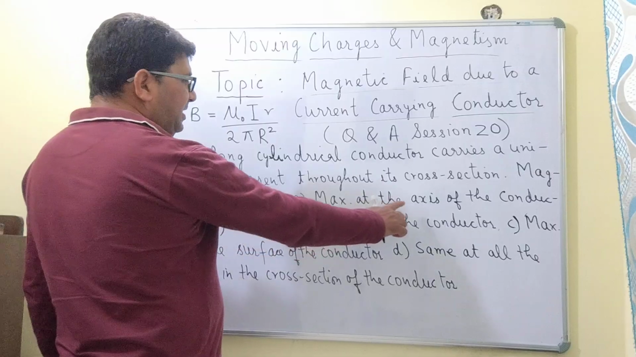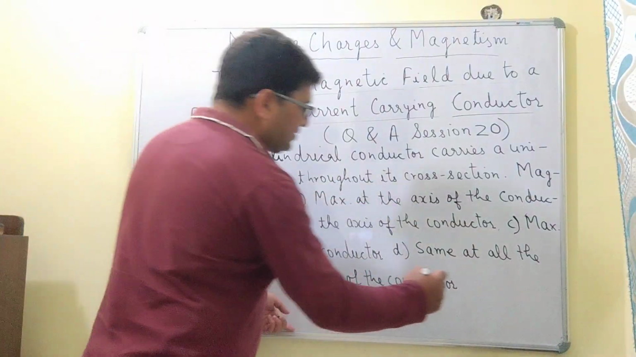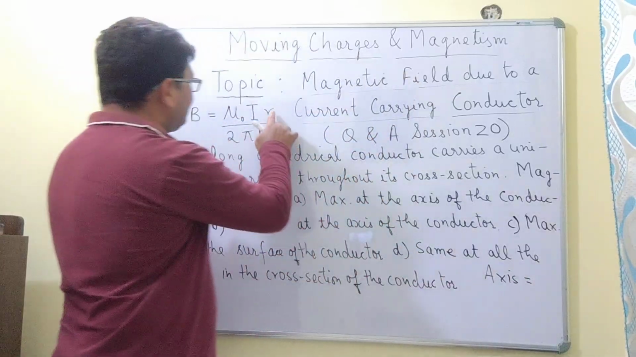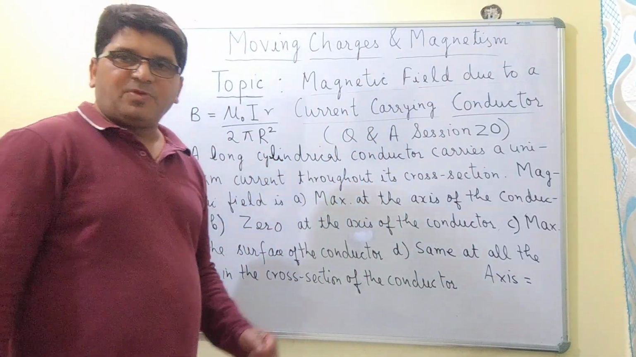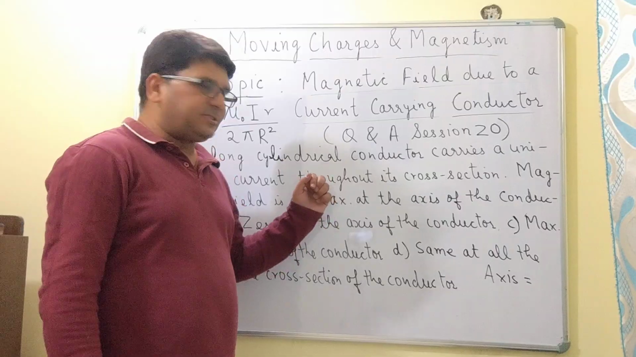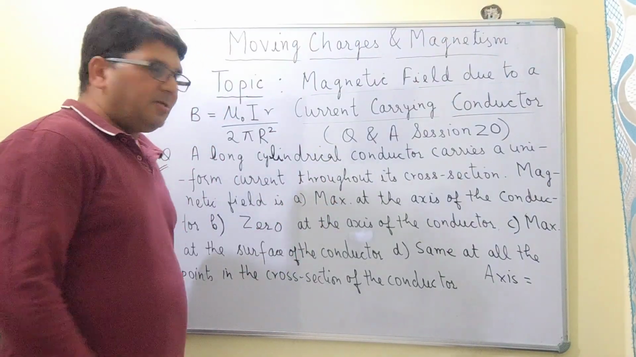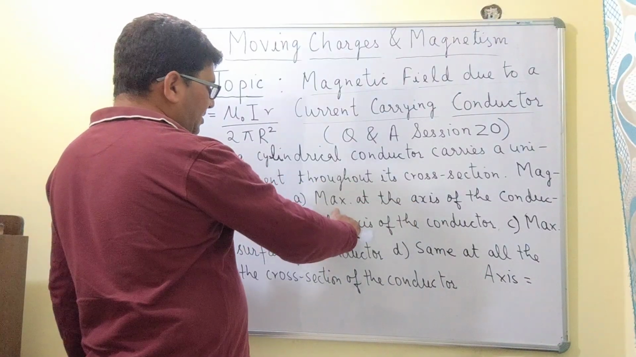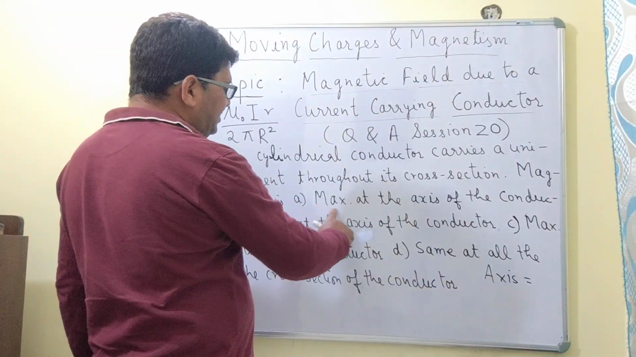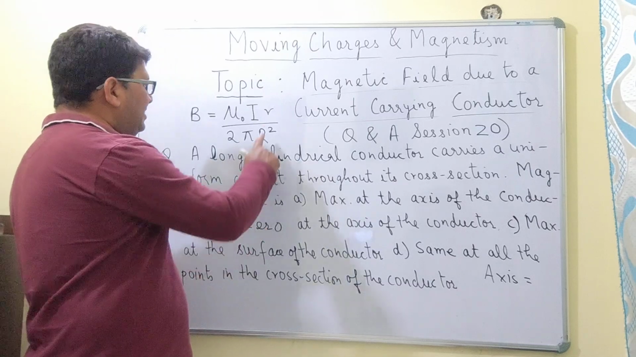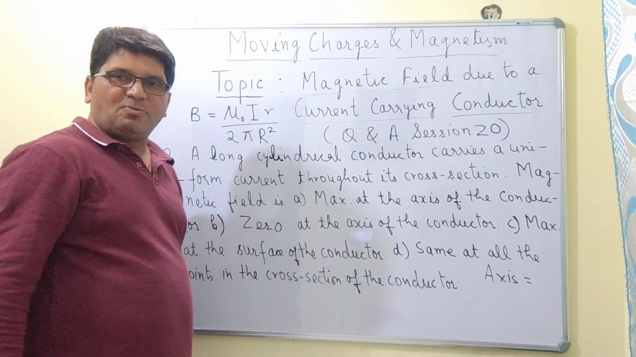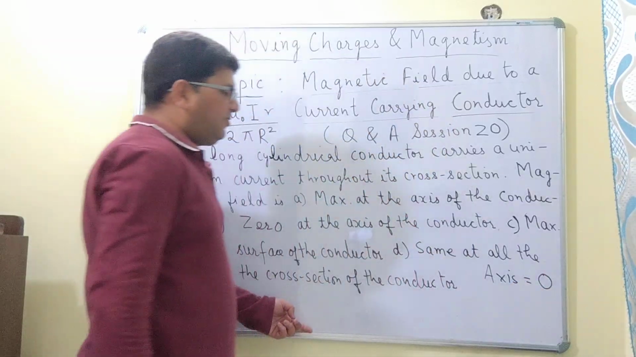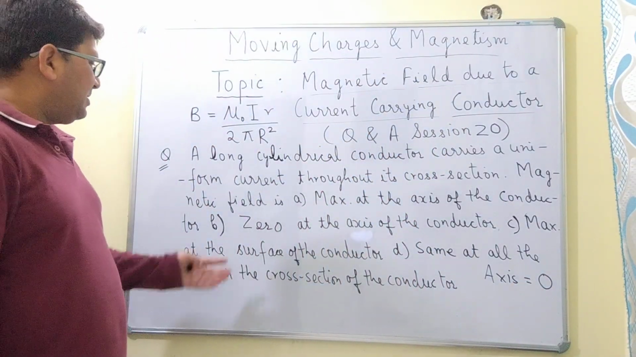So at the axis of the conductor, the value of small r is the radial distance of any point inside the conductor from its axis. In the first option it is written that it is maximum at the axis of the conductor. But at the axis of the conductor, small r will be equal to 0. So B, the value of the magnetic field at the axis of the conductor, will be equal to 0.